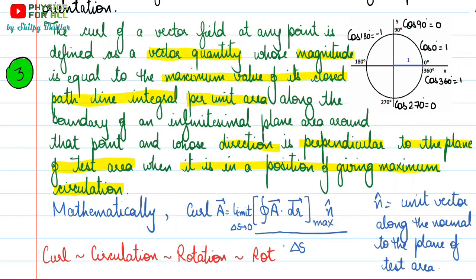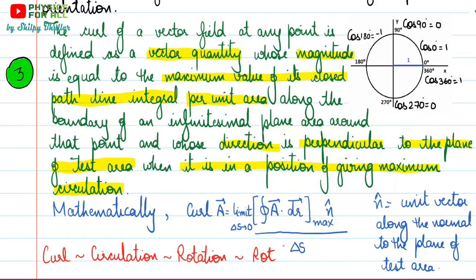We also call curl sometimes circulation. We also call it rotation or simply rot. The name circulation comes from circulation of a liquid. We usually say water is circulating, and that is when it is having some rotational motion. Whenever something rotates, usually the path followed is a circular path or almost circular path. That's the reason we have picked these words, just to give an idea. Circulation, rotation, rot, they are the words that we use for representing curl.